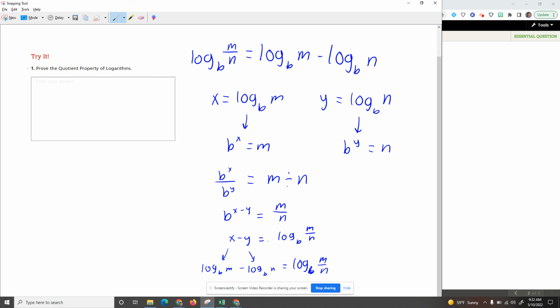Then I can write it as a logarithmic equation. So the exponent x minus y is equal to log base b of m divided by n. And then I can convert x and y back to log base b of m and log base b of n. So again, you're showing subtraction on the outside is division on the inside. All right, let's look at example 2.